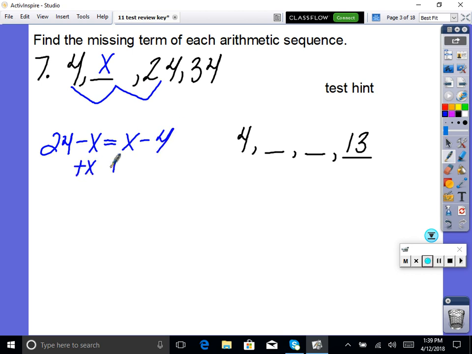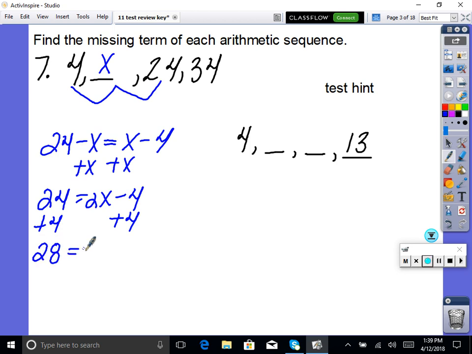So you'll add x to both sides. So you have 24 equals 2x minus 4. You'll add 4 to both sides. 28 equals 2x. Therefore, x equals 14. That was solving directly for that value. So we would find that that's 14.